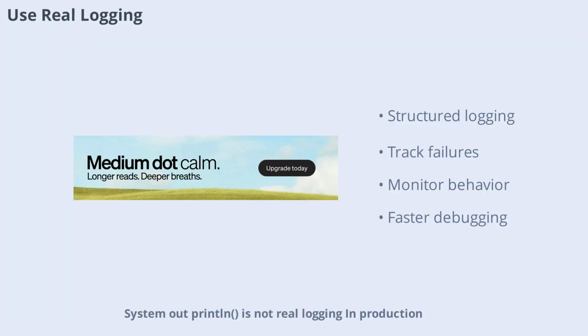System.out.println is not real logging. In production, logs are your lifeline for debugging and monitoring. Use SLF4J with structured logging to capture important events, errors, and application behavior. Good logs help you track failures, monitor performance, and reduce troubleshooting time. Without proper logging, finding and fixing issues becomes a guessing game.